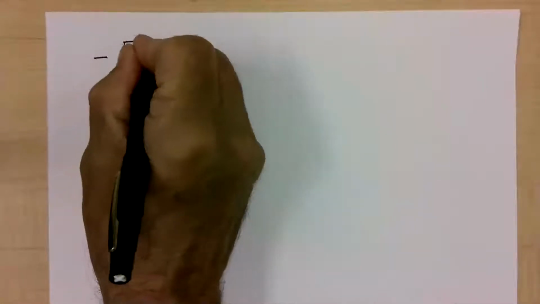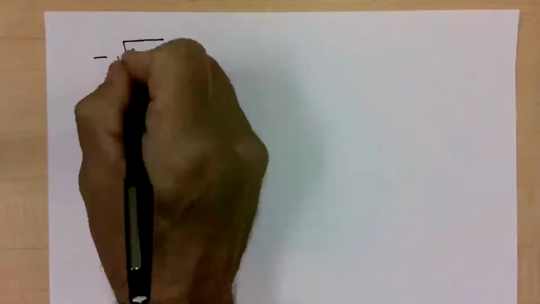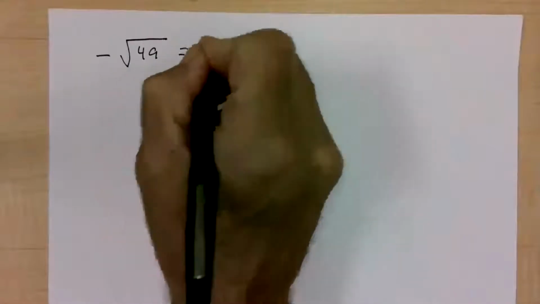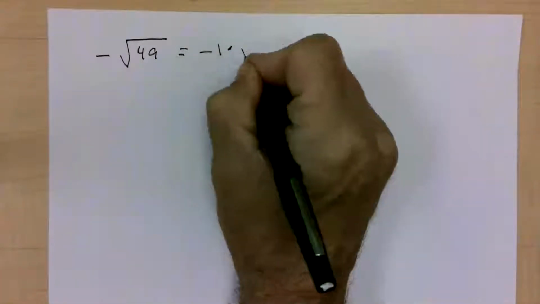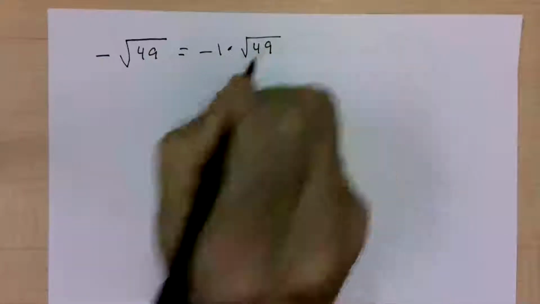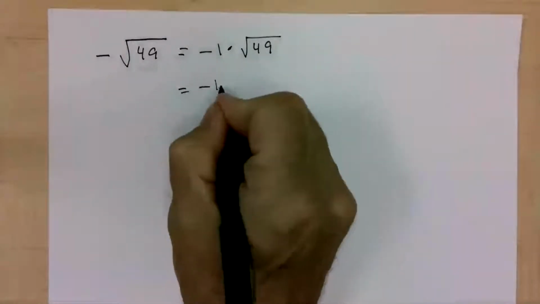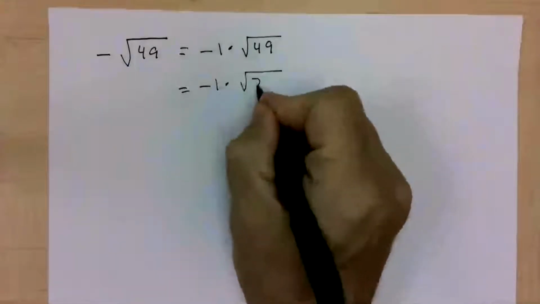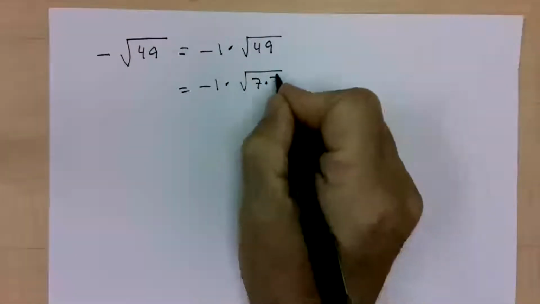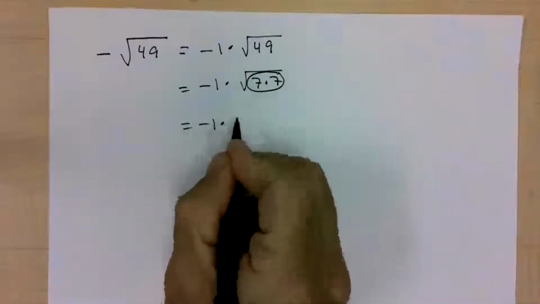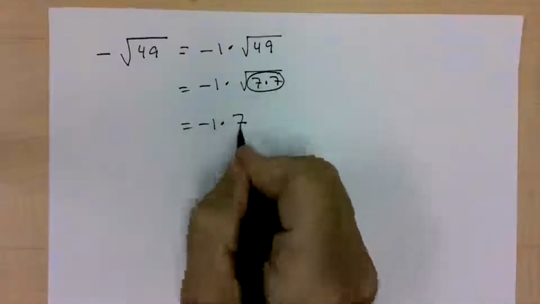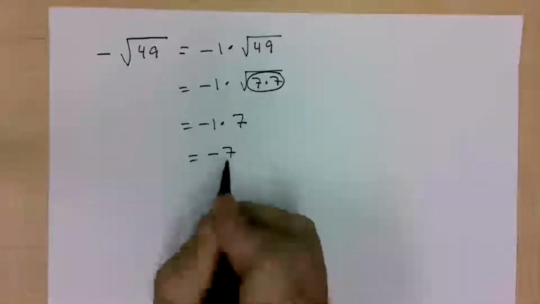If I ask for the opposite of the square root of 49, this means -1 times the square root of 49. And we know that 49 is 7 times 7. So this means -1 times the square root of 7 times 7. I need a pair. The pair comes out. So we get -1 times 7, and my answer is -7.